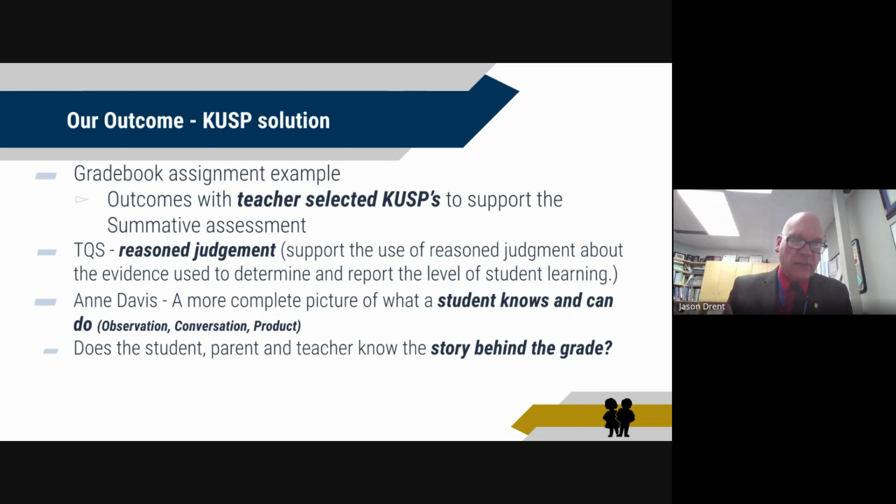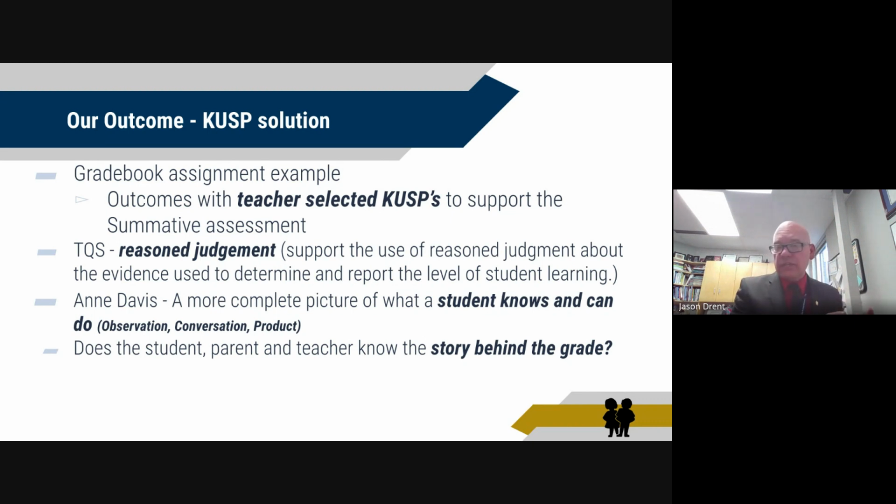There are three things that we want to talk about that align to it, and that put a checkbox beside saying, is this the right way moving forward? We do want to ensure that you as professionals can rely on reasoned judgment. It's very clearly identified in our teaching quality standards that we as teachers support the use of reasoned judgment about the evidence used to determine and report that student level of learning. So what do we mean by that? It's that professional autonomy that we want to respect and support you with.